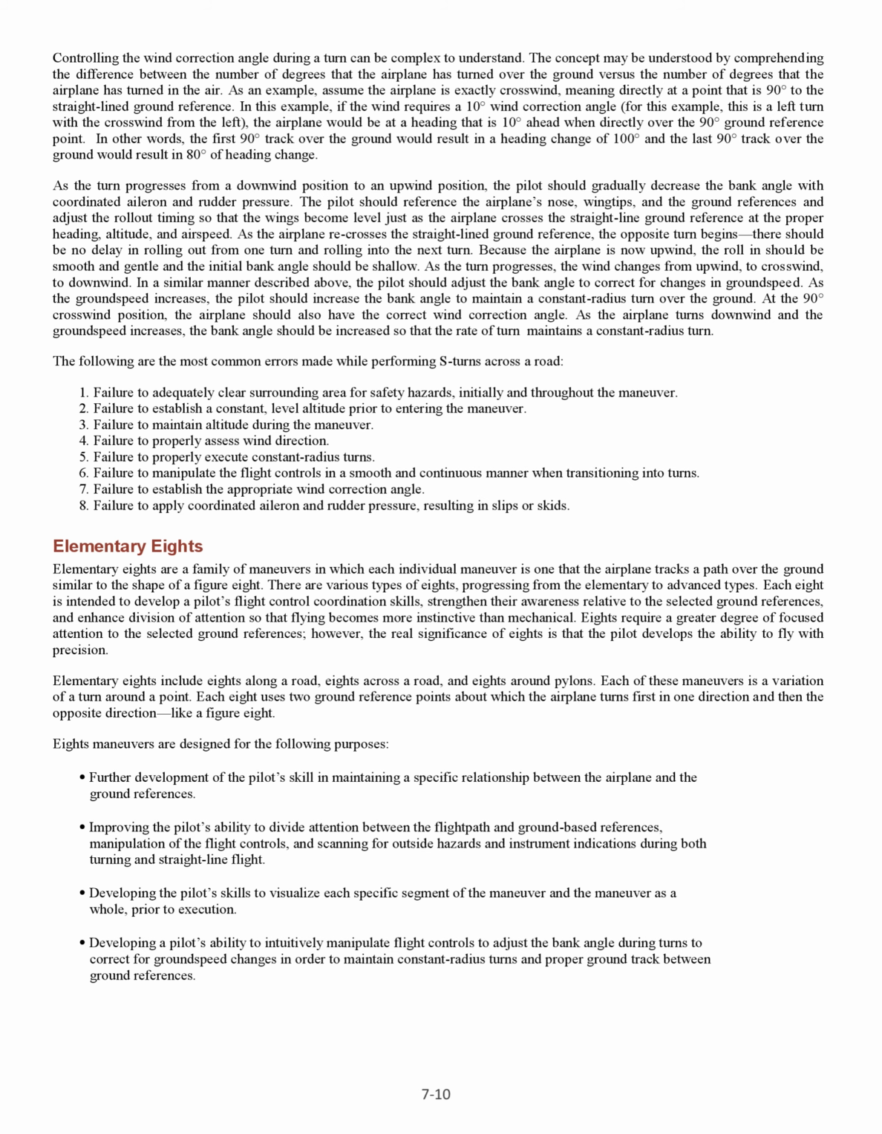As an example, assume the airplane is exactly crosswind, meaning directly at a point that is 90 degrees to the straight-line ground reference. In this example, if the wind requires a 10 degree wind correction angle, and this is a left turn with the crosswind from the left, the airplane would be at a heading that is 10 degrees ahead when directly over the 90 degree ground reference point. In other words, the first 90 degrees of track over the ground would result in a heading change of 100 degrees and the last 90 degrees of track over the ground would result in 80 degrees of heading change.